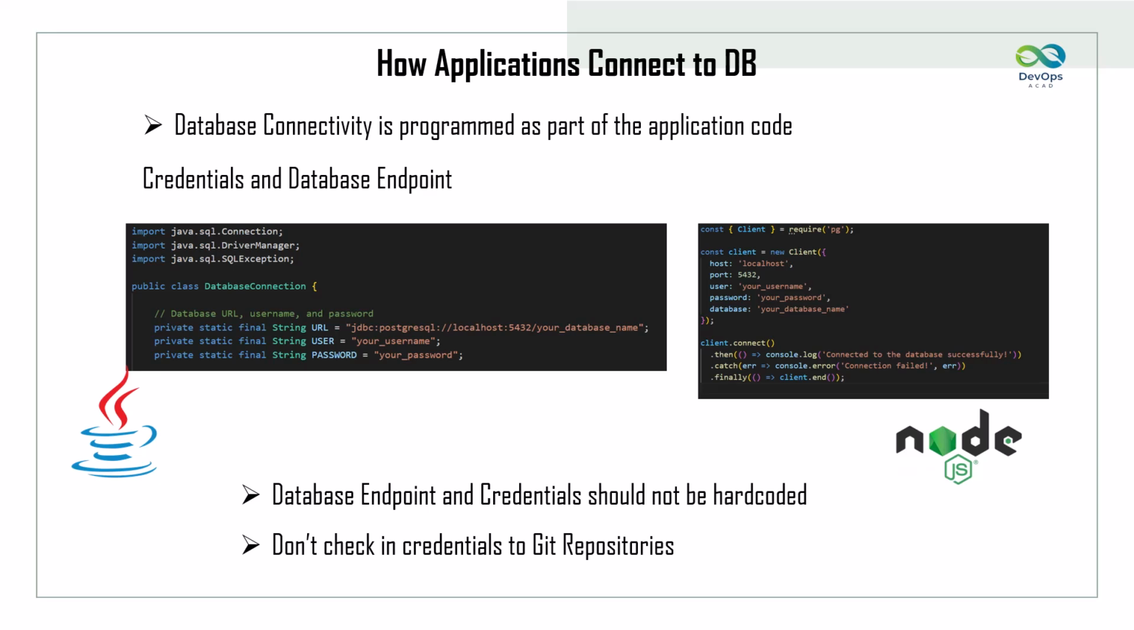In your code, the only thing you're going to do is reference that particular location. And by the time your application is being built and executed, it's going to fetch the credential from that remote endpoint. So that's the way it works. Again, database endpoint and credentials should not be hard-coded in your code, and you should not check in your credentials to a Git repository. Don't make that mistake.